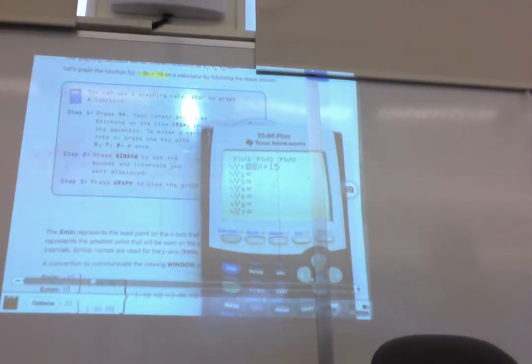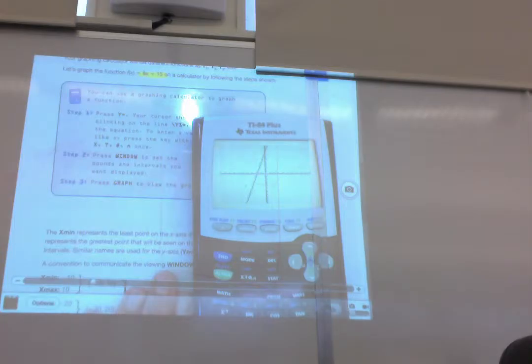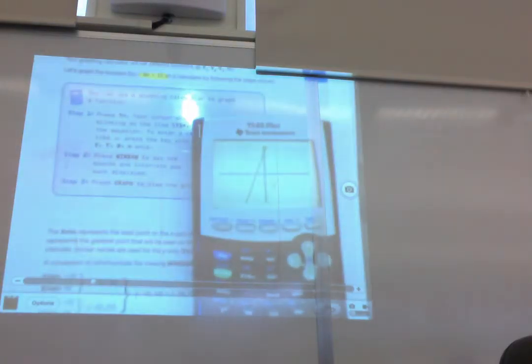Sorry. The calculator itself is dead. Oh, it wasn't the batteries? Okay. So, thank you. Graph. Yes! Is this what your graph looks like? Yes. Excuse me? Does he have it? No.